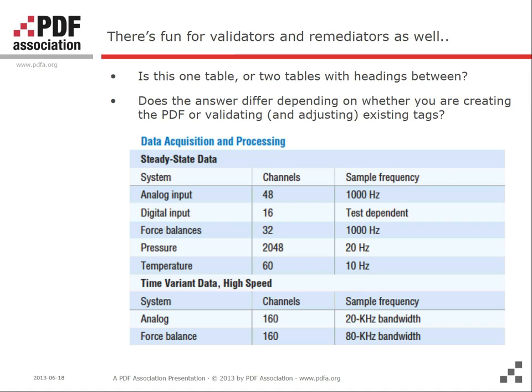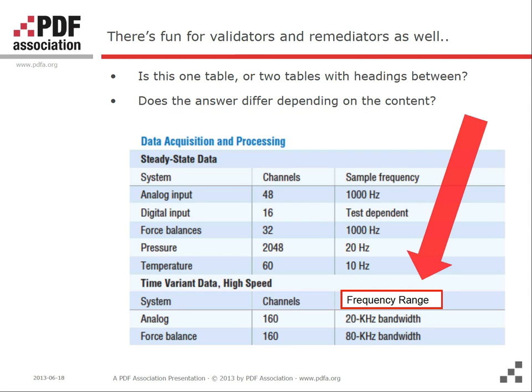System, channels, and sample frequency are both TH headings that apply to the upper and to the lower table. But what if the data is different? The exact same tool was used to design the table, but in this case, I've physically modified my screenshot of the table here to make the point.